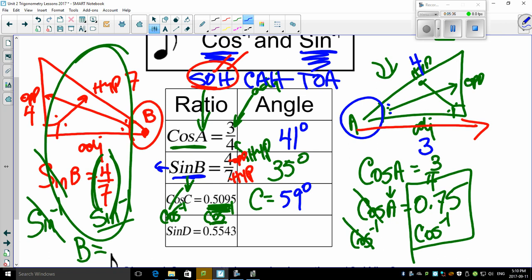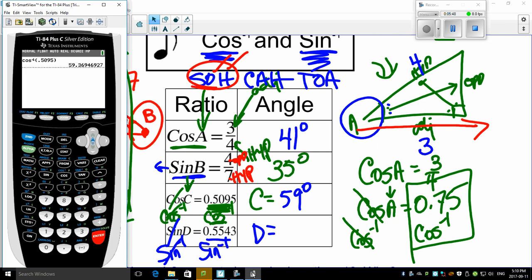Okay, let's do this one. Okay, so again, same thing, inverse sine to both sides. And inverse sine cancels that guy out, leaving you D equals the inverse sine of 0.5543. Second inverse sine of 0.5543, hit enter, and look and behold what we got here. We got 33.66 or 34 degrees.